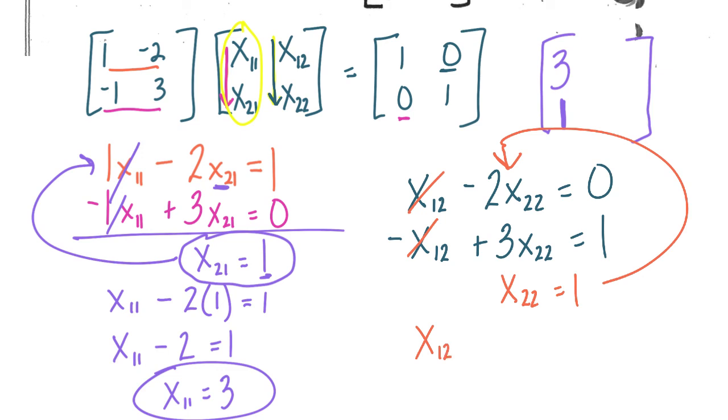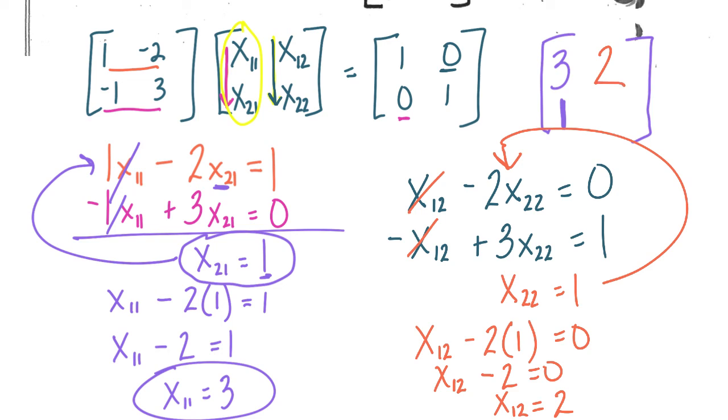x sub 1, 2 minus 2 times 1 is equal to 0. x sub 1, 2 minus 2 is equal to 0, where x sub 1, 2 is equal to 2. Meaning that that 2 has to go here, and the 1 has to go here. So the answer to this problem is right here that I'm circling in yellow: 3, 2, 1, 1.